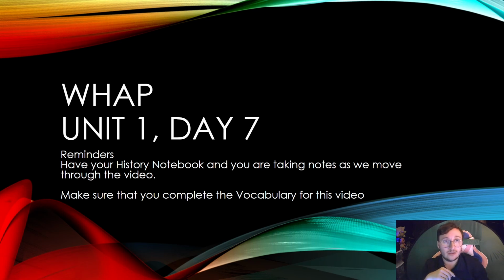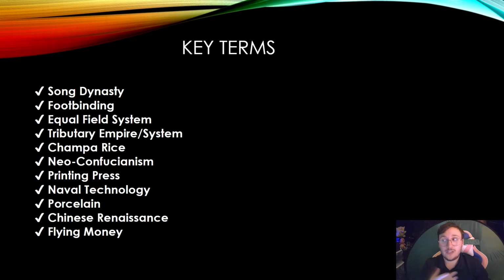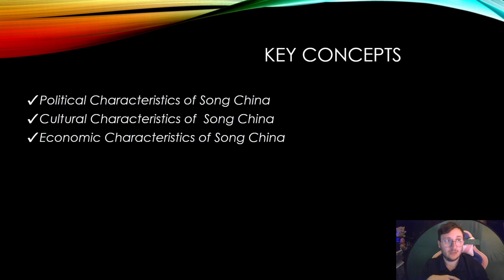So let's go ahead and get started. Our key terms for today are going to be Song Dynasty, Footbinding, Equal Field System, the Tributary Empire/System, Champa Rice, Neo-Confucianism, the Printing Press, Naval Technology, Porcelain, Chinese Renaissance, and Flying Money. Key concepts for today are going to be political characteristics of Song China, cultural characteristics of Song China, and economic characteristics of Song China.